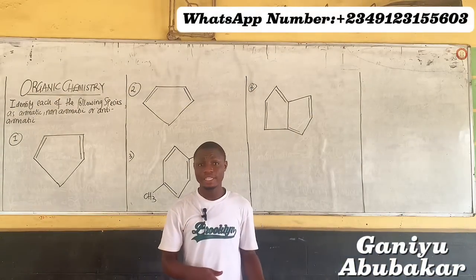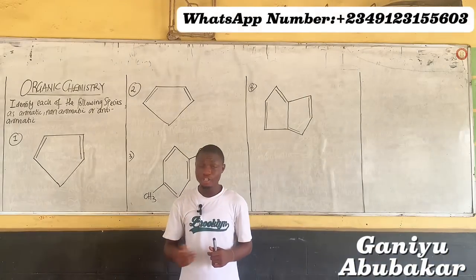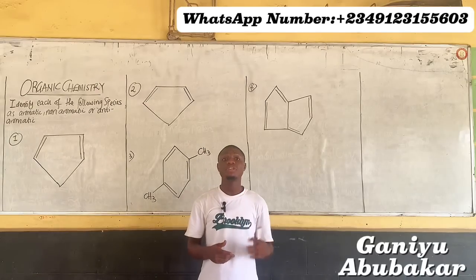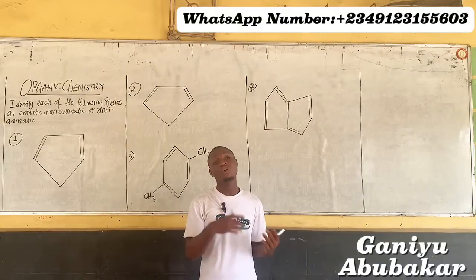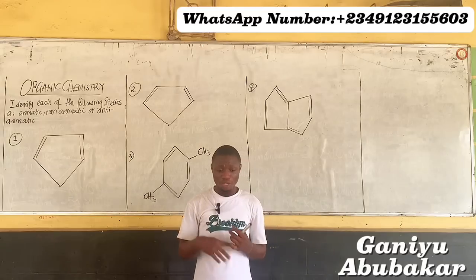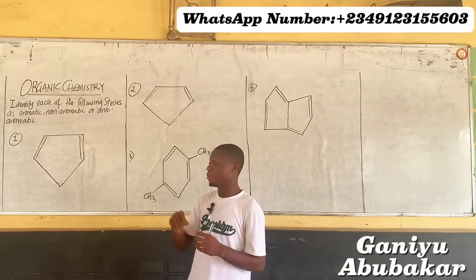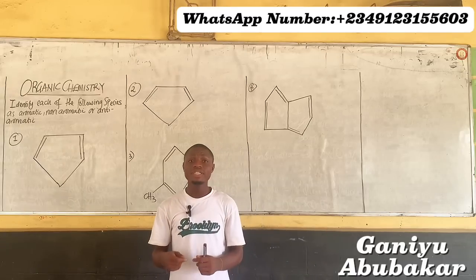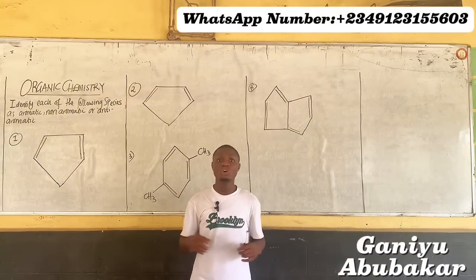And lastly, we have the non-aromatic. For non-aromatic, the conditions are: number one, it must not be cyclic. Number two, all carbon atoms must not be conjugated. Number three, it can contain an even or odd number of pi electrons, and for planar or non-planar, that does not exist in non-aromatic. So what I just mentioned are the conditions to spot whether a compound is aromatic, anti-aromatic, or non-aromatic.